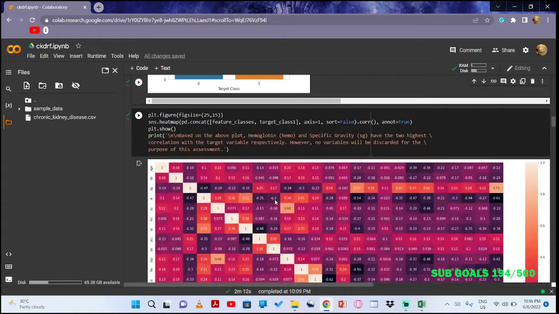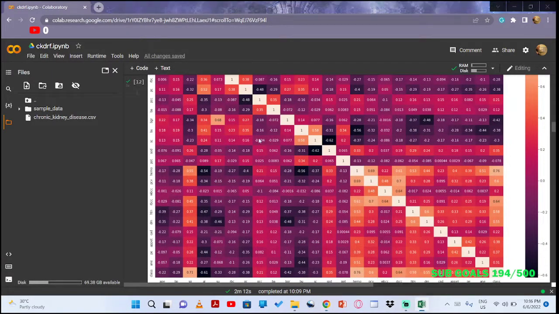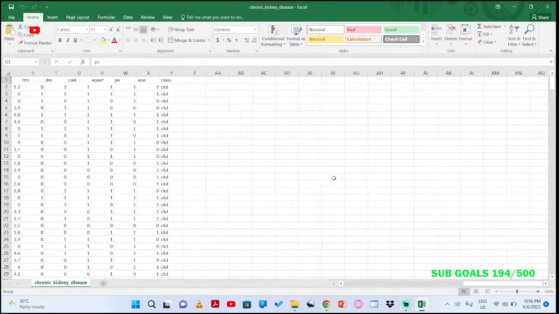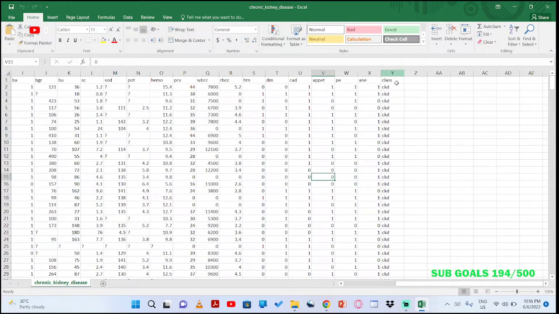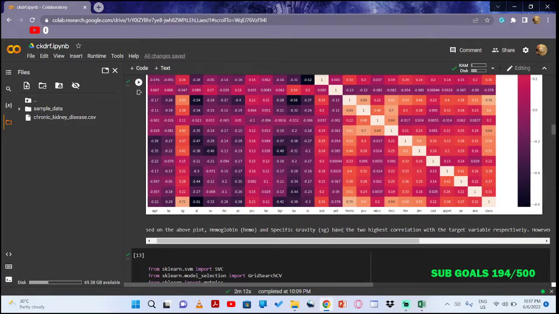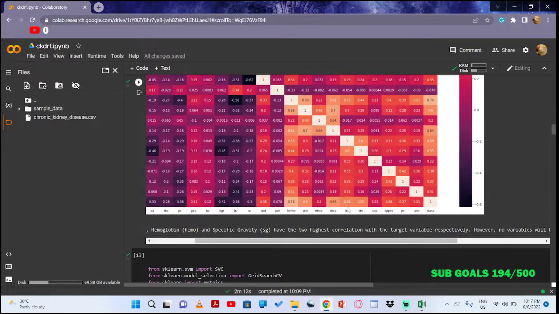Then I plotted a heat map to see how these variables relate to whether a person has CKD or not. After plotting the heat map, we concluded that hemoglobin and specific gravity have high correlation with the target value. The target value is whether the person has CKD or not.